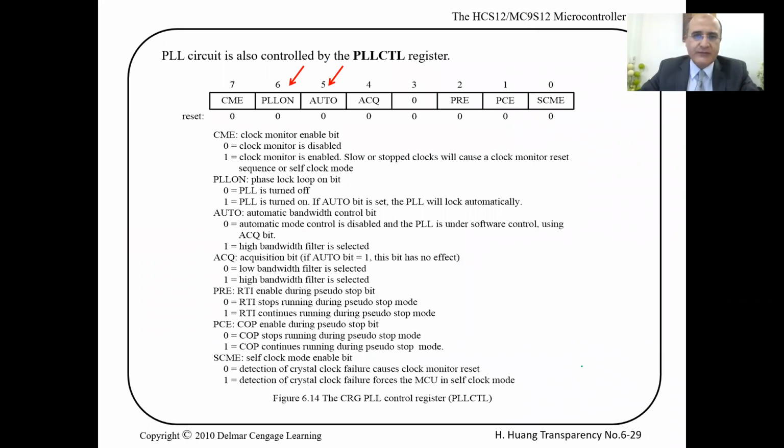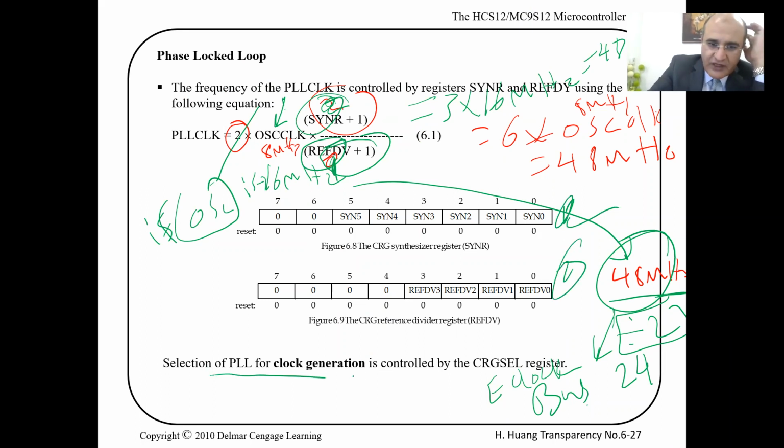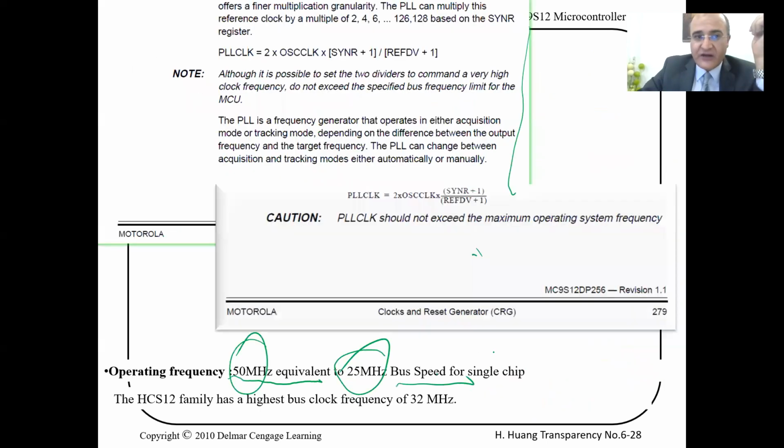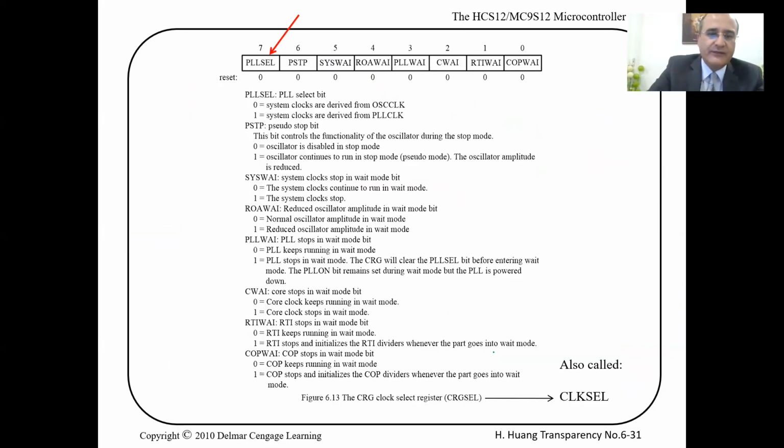Okay, I want to implement this. How do we do this? How many registers do we need to set? First, we need to do the computation. We need to set the values of the REFDV and SYNR registers. So these two registers, 1, 2, right? Two registers. Then we select the PLL clock from a register called CRG select or clock select. Where is it? Here. There is a register called clock select or CRG select.